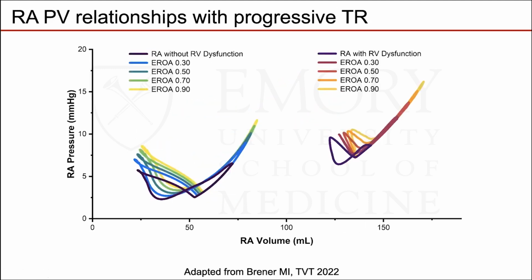What happens to the right atrium with progressive TR? With increasing tricuspid regurgitation severity, there is not much change in the function of the right atrium. But if you superimpose right ventricular dysfunction on top of that, you will see that the active limb of the right atrium becomes very prominent, which means that the role of the atrial kick that is required for forward cardiac output becomes very important. And so probably does the role of sinus rhythm in order to get that atrial kick.